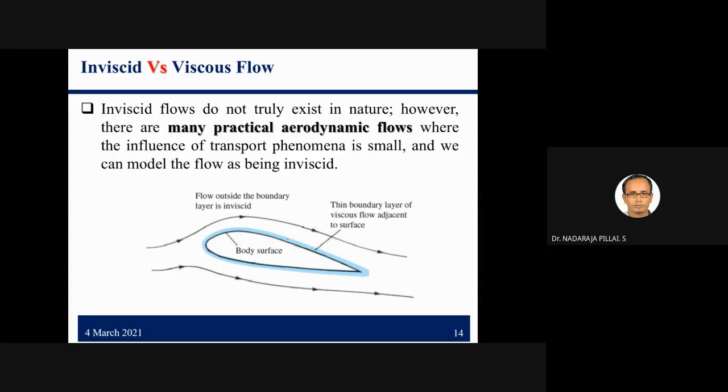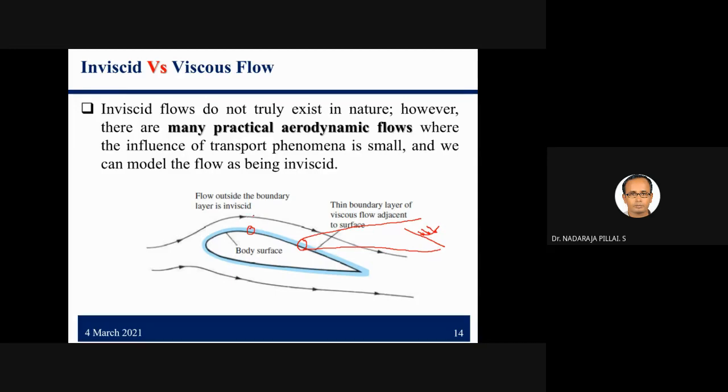Say, for example, when you want to see the macroscopic approach, then you will have a flow like this, right? So you will have a boundary layer on the surface. This is because of the viscous nature, right? So actually the flow adjacent to the surface is exhibiting the viscous nature.